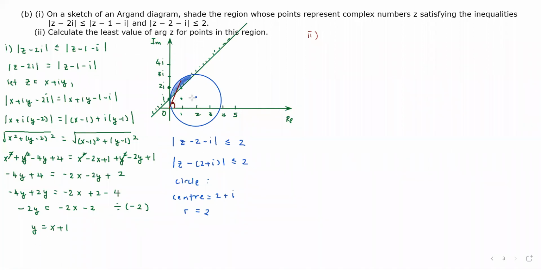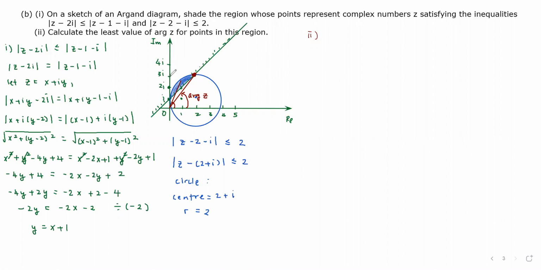The smallest angle that we have is from the origin to the point of intersection between the line and the circle. That is the smallest angle that we could find. Any other points in this region will give us a bigger angle. So this is the argument of z that we need to find. We need to find the real and the imaginary part of this point.